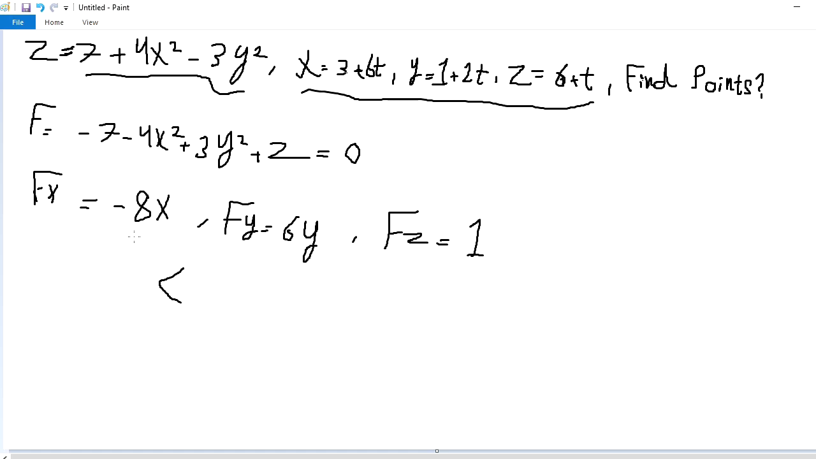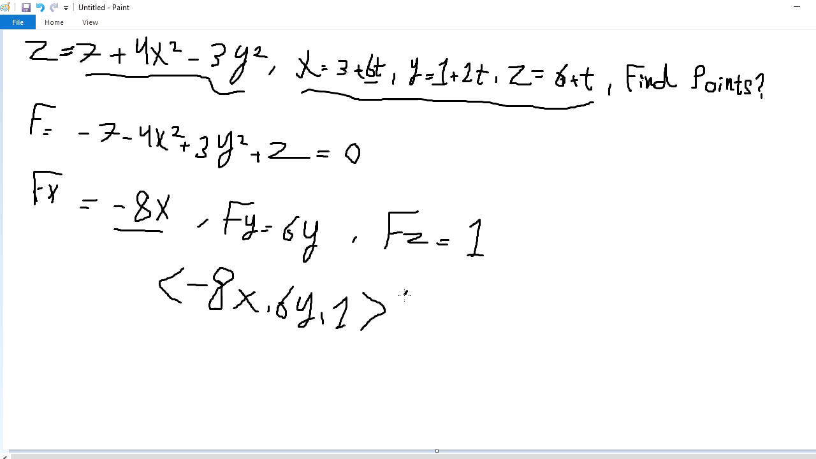So we need to make every x parallel to its parametric equation. For example, let's write these values first, and then you will know how I write it. So first, negative x, then 6y, then 1. So first step, you write every partial derivative in a closed parenthesis.